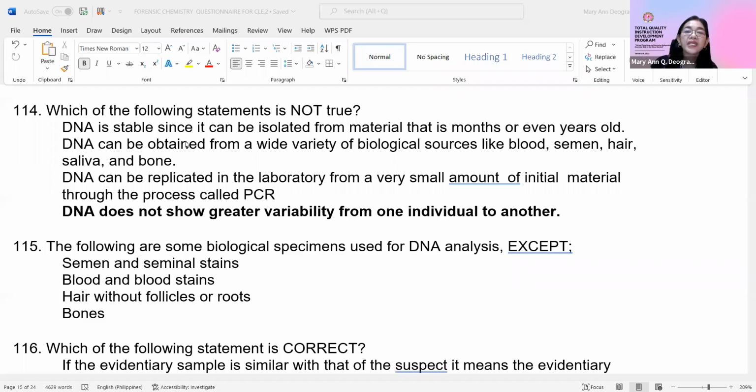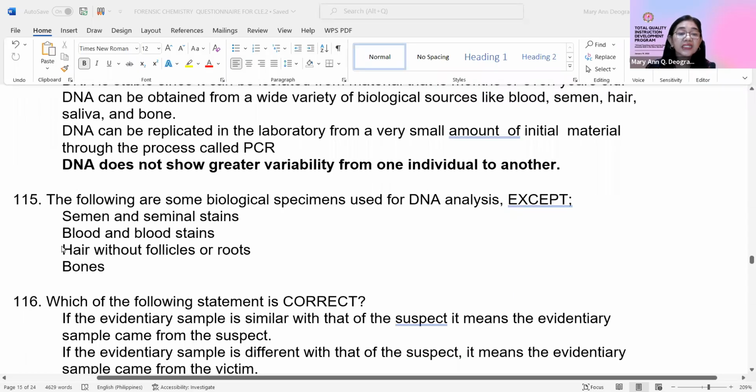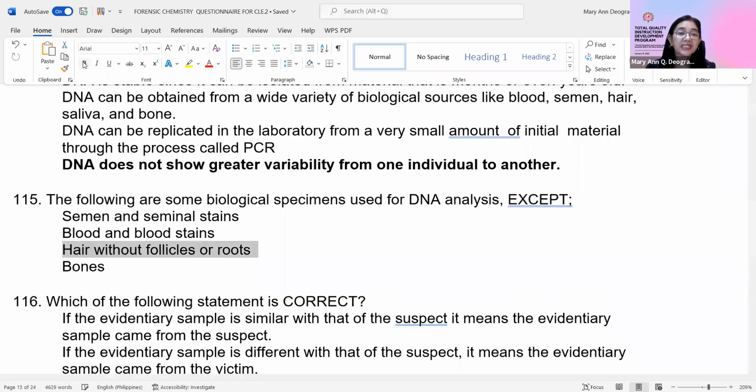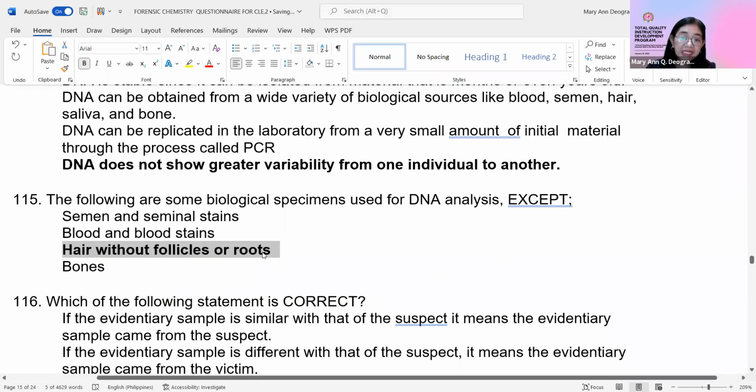Anong sagot sa number 115? Hair without. Dapat kasi may roots, no? Kaya sa collection natin ng hair samples, it is always with roots. Pag nag-submit ang investigators ng mga blood samples, especially the standard hair, kailangan may kasamang roots. So pag walang roots yung sinubmit, tatapon ng chemist yan.